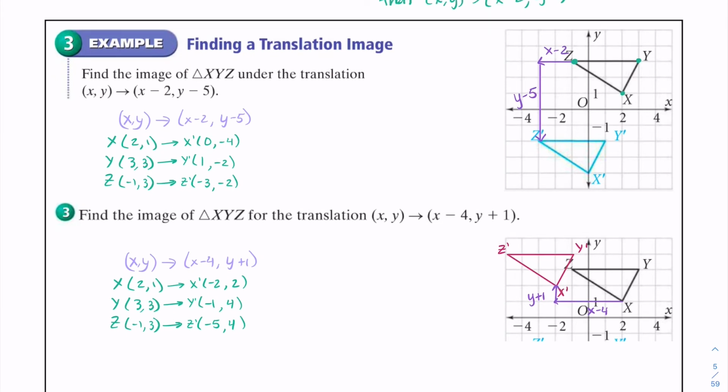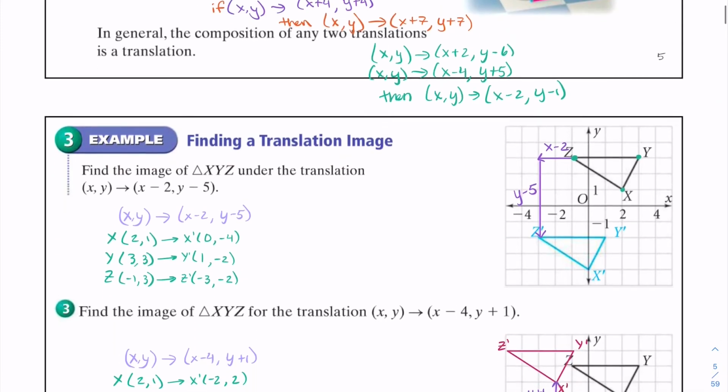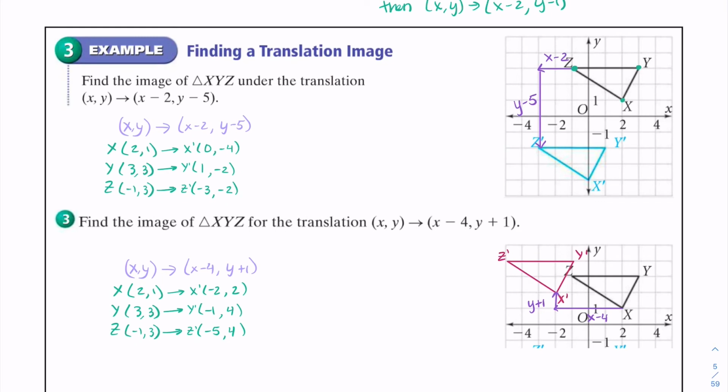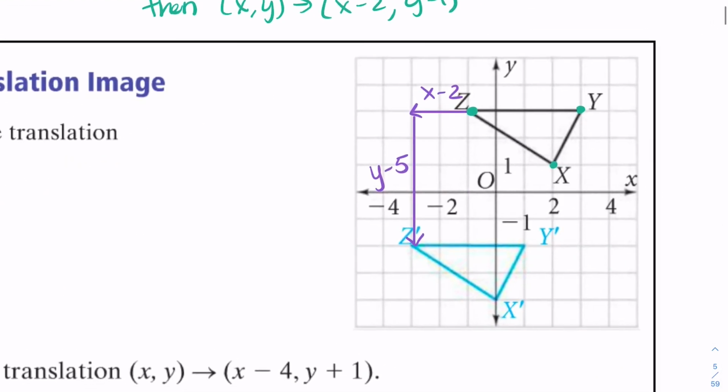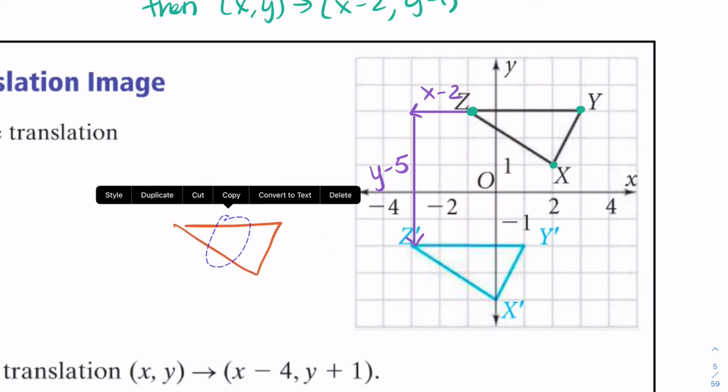All right, example 3, finding a translation image. So like above, we are going to write the image of this. What we want to do is take the triangle XYZ and move it to the left 2, that means to the left, and down 5, right? Because negative 2 would mean that this triangle would move 2 units this way and then down 5.